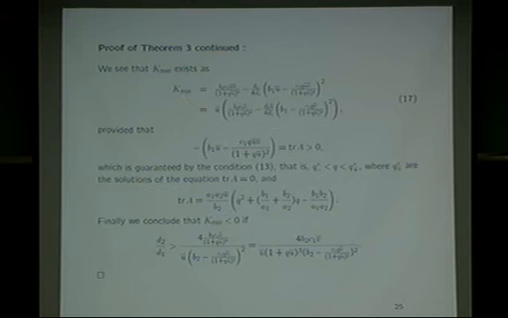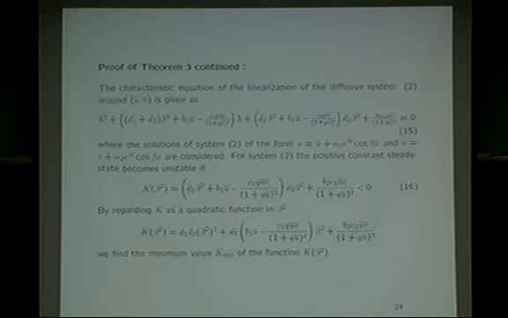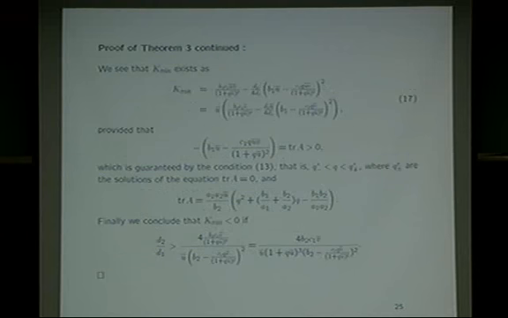Well, the minimum value may not exist if we don't have this condition, because the variable in this equation is beta squared. If the minimum occurs at some negative value for beta squared, that doesn't make sense. So the minimum value of this function should occur at some positive value for beta squared. That is provided by this condition. So this condition provides that the minimum value, k minimum, exists.